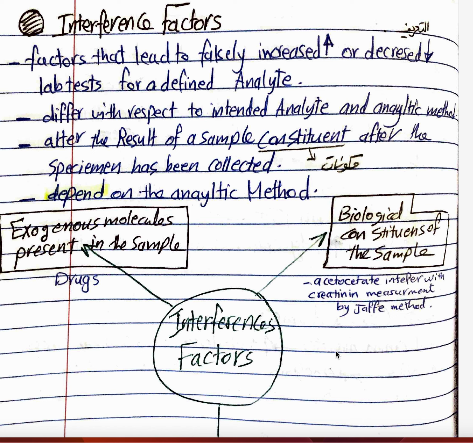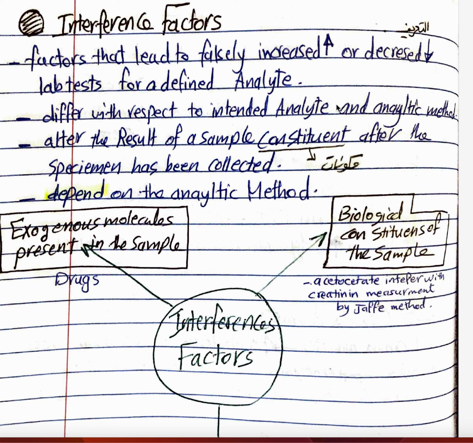Now we go to the interference factors. These are not the influencing factors. Interference factors are lipemia, hemolysis, and icterus. We will discuss them later. What are the interference factors? Factors that lead to falsely increased or falsely decreased lab test results for a defined analyte. We measure a defined analyte, and after we measure it, maybe that leads to falsely positive or falsely negative, falsely increased or falsely decreased results. So that is the definition of the interference factors.